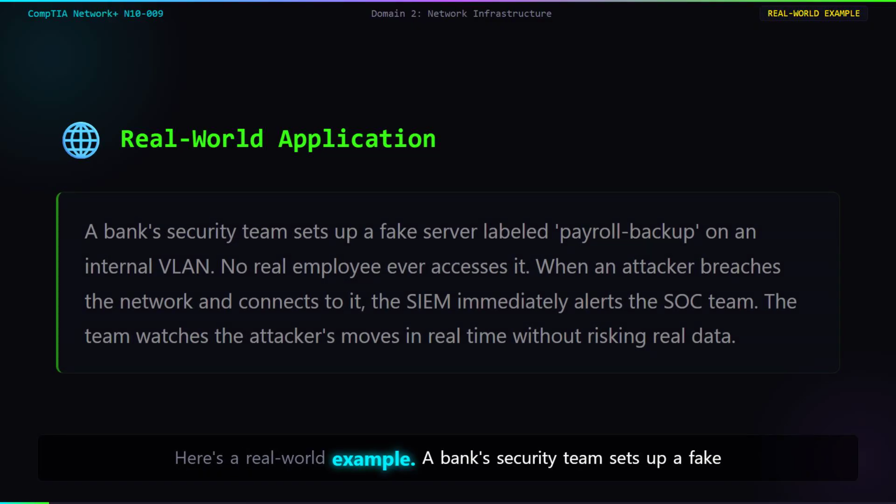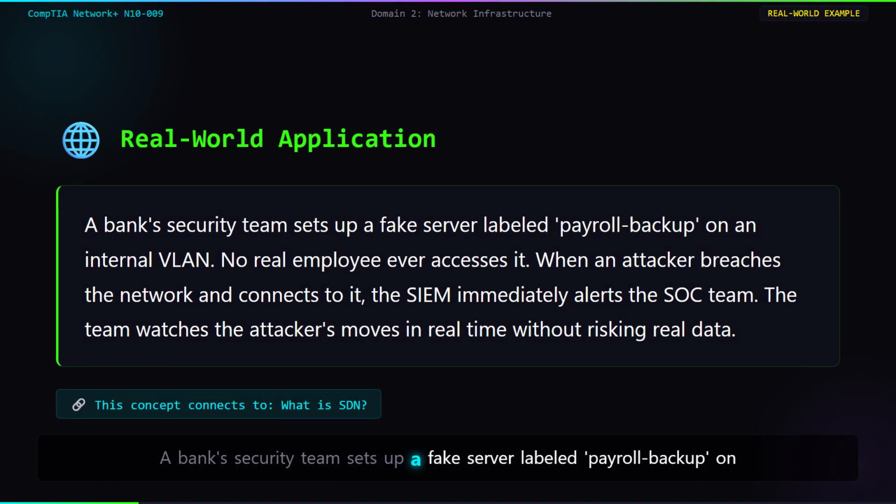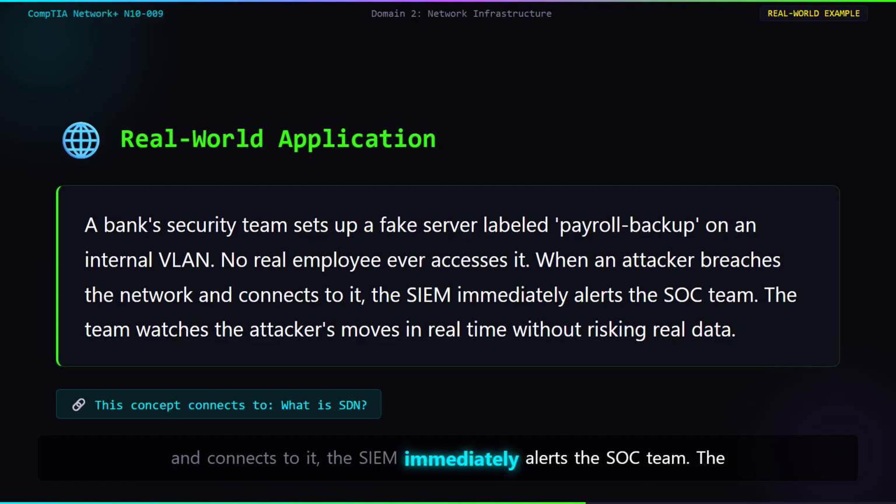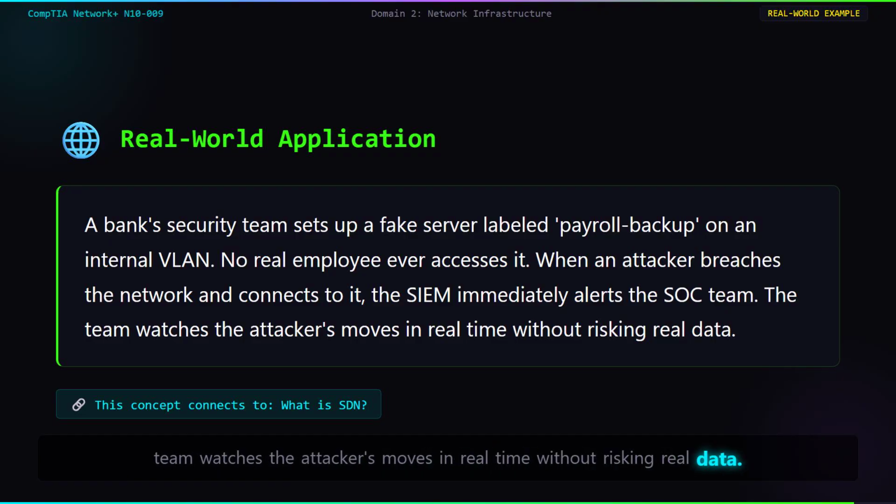Here's a real-world example. A bank's security team sets up a fake server labeled payroll backup on an internal VLAN. No real employee ever accesses it. When an attacker breaches the network and connects to it, the SIEM immediately alerts the SOC team. The team watches the attacker's moves in real time without risking real data.